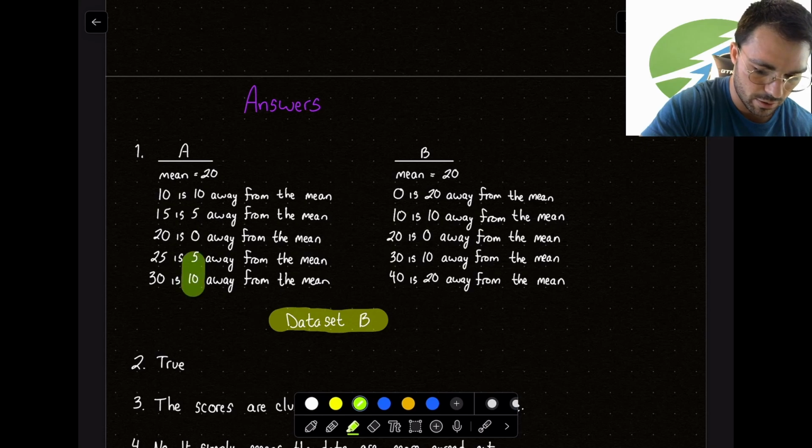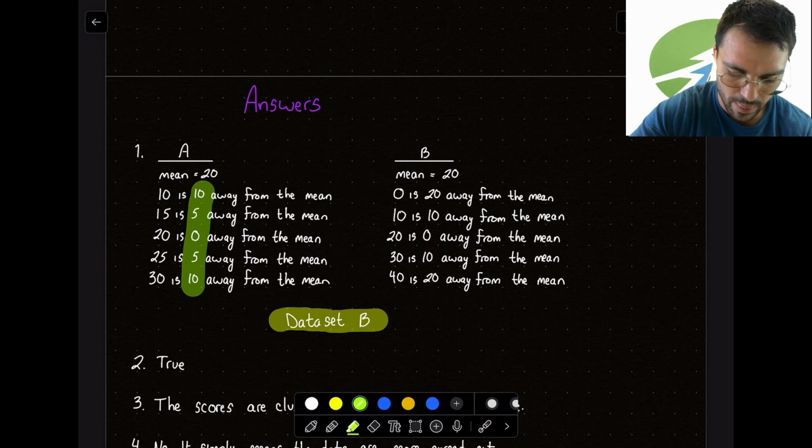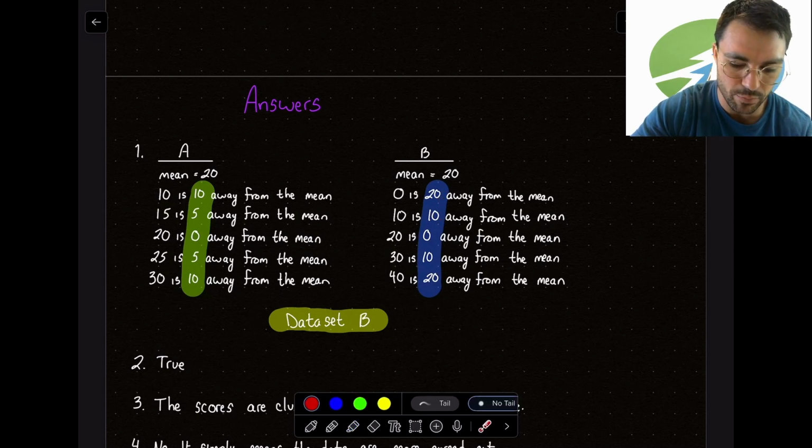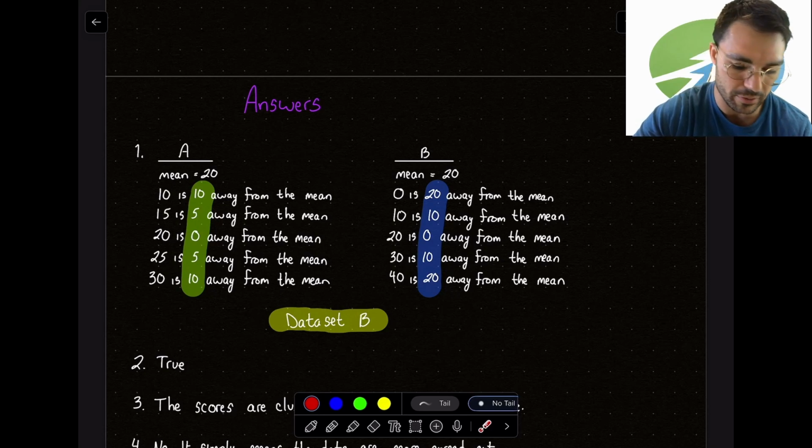Highlight that in green. And then data set B here, the mean is 20. And here's how far each point is from the mean. 0 is 20 away, 10 is 10 away, 20 is 0 away, 30 is 10 away, and 40 is 20 away. I'll highlight these again over here. Do this one in blue. So we could see for data set B, any given point is further from the mean than data set A. So data set B has a higher standard deviation. We can also show this by graphing. I didn't do that, but that's another way we can go about this.